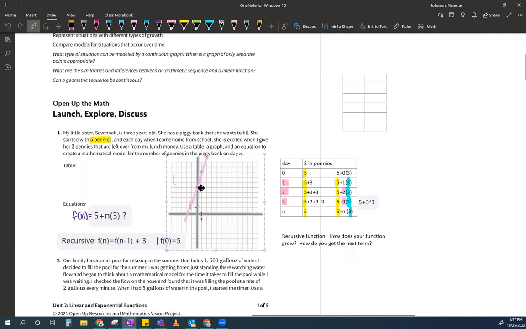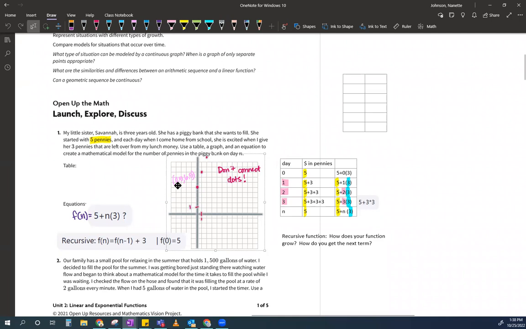Day half. And some of you are like, yeah, Miss Johnson, like 12 hours, half of a day. Okay, fine. What does 6.5 pennies look like? Doesn't make sense, right? So does this make sense when I say we don't connect our dots?